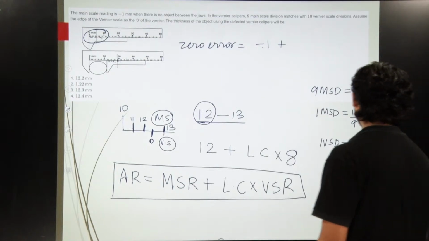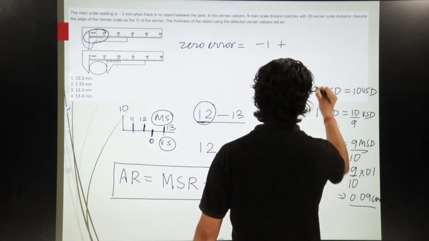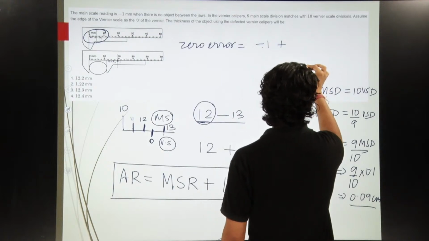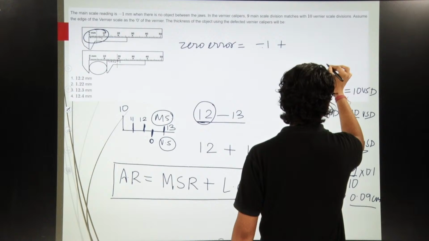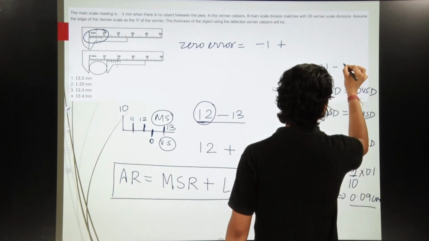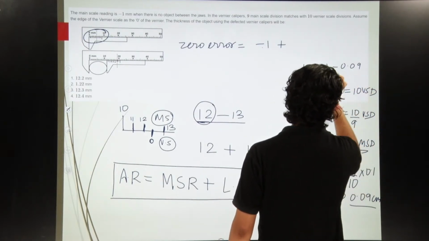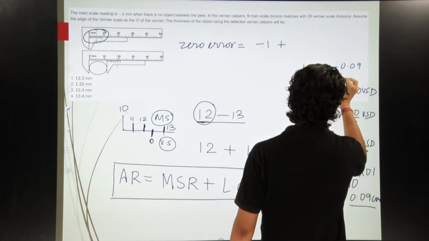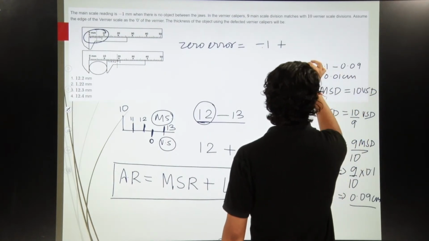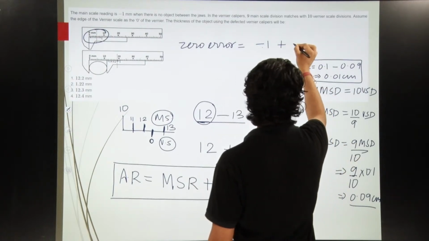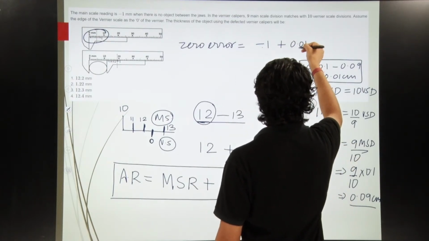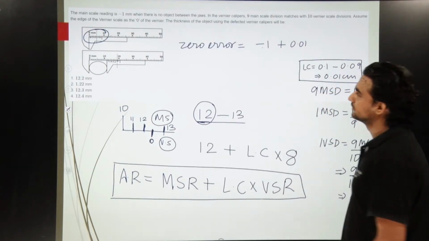So this is my one Vernier scale division. So what is the least count? Least count is basically 1 MSD, which is 0.1 centimeter, minus 1 VSD, which is 0.09 centimeter. So this will give me 0.01 centimeter. Correct? So this is how I can find the least count. Just write the least count here, that is 0.01, and this is in centimeters.